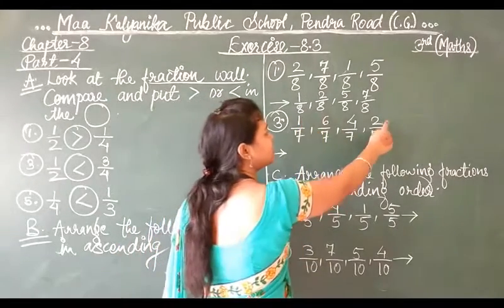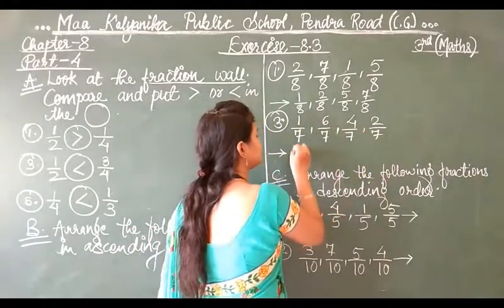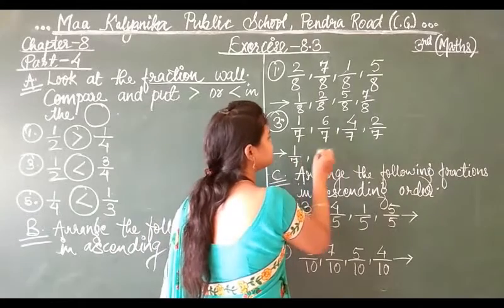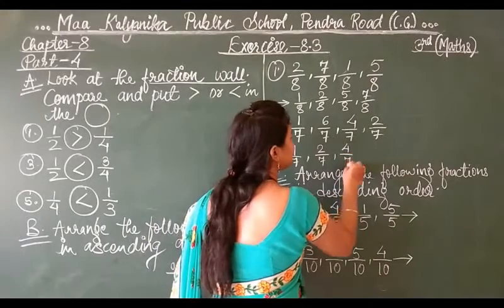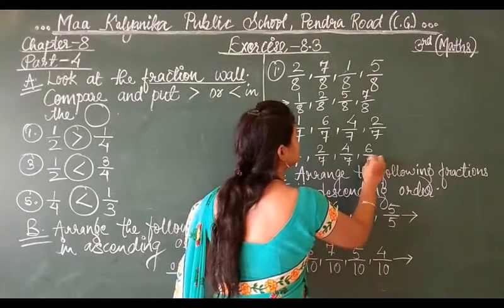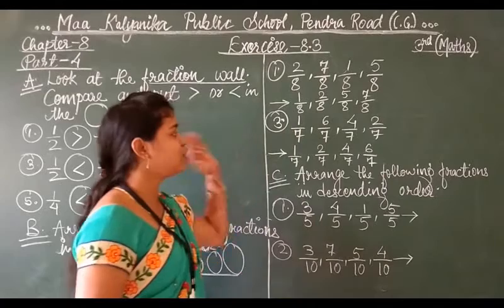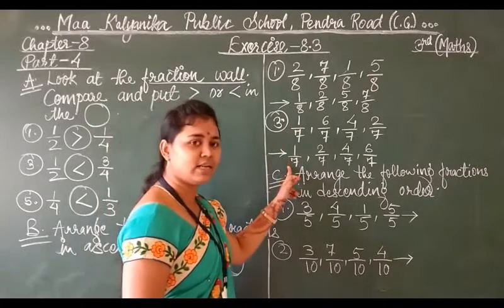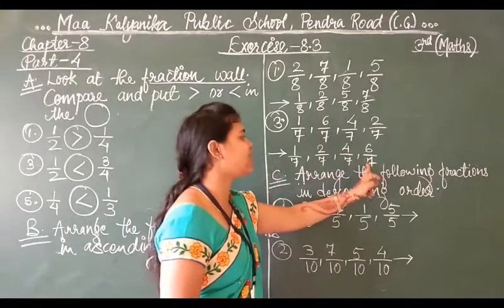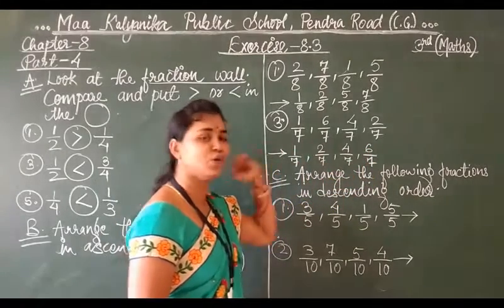So again 1, 2, 4, then 6. 1 by 7, 2 by 7, 4 by 7, then 6 by 7. In this way, you can arrange it in ascending order. So 1 by 7 is smaller here and 6 by 7 is greatest out of these 4.